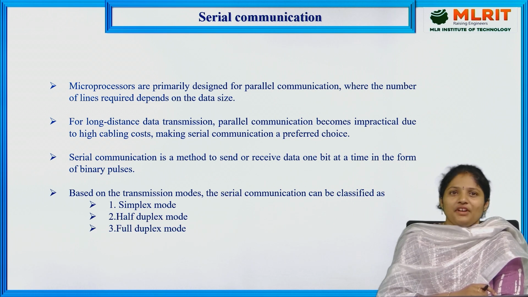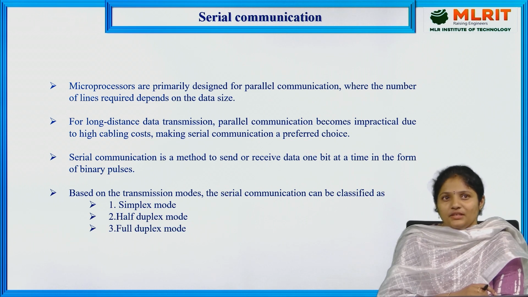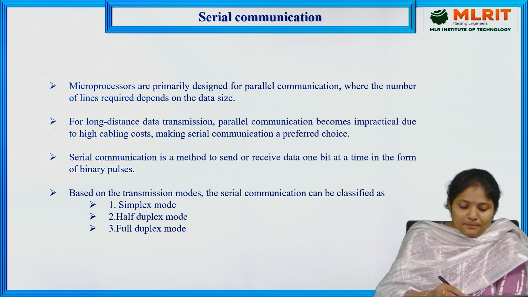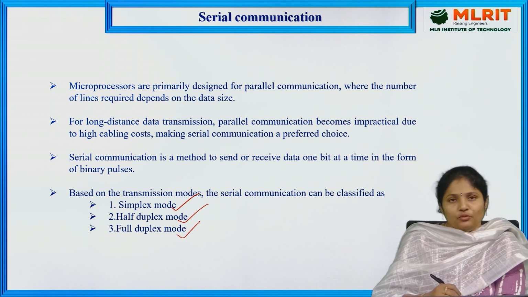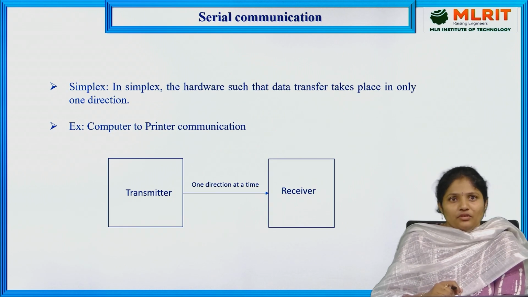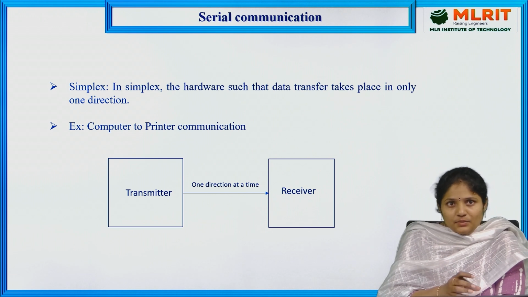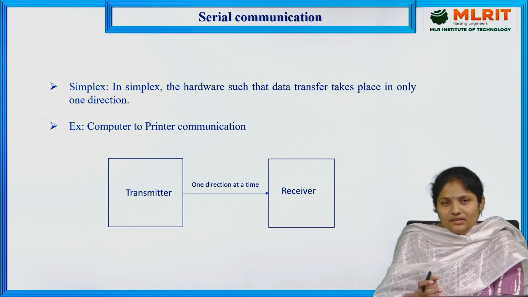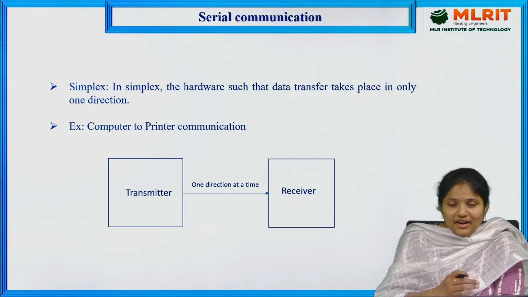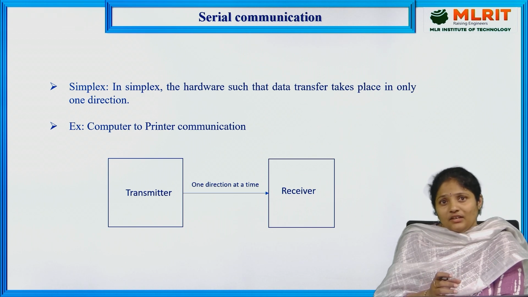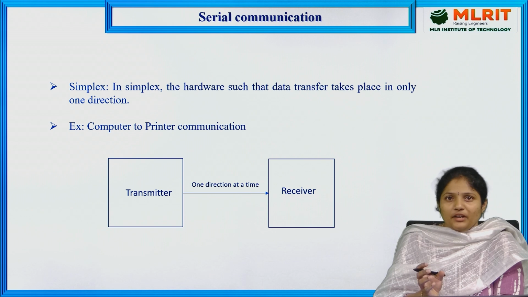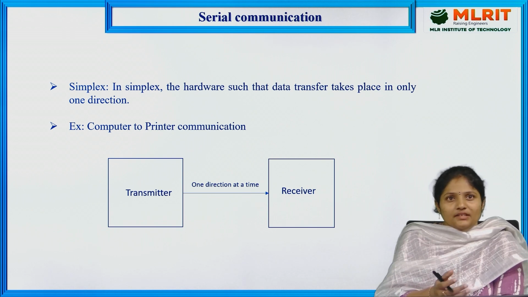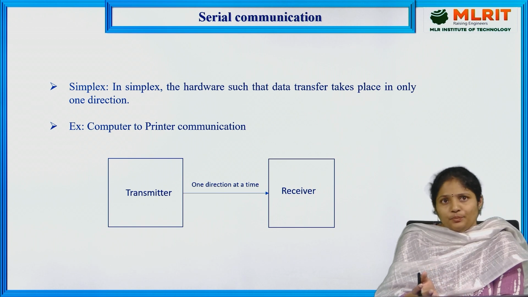Based on the transmission modes, serial communication is divided into three modes: simplex mode, half duplex mode, and full duplex mode. Coming to the simplex mode, the transmitter transmits the data and the receiver only receives the data. Once the transmitter sends the data, it will be received by the receiver. That's it. An example is a computer sending data to a printer, one of the simplest examples of the simplex mode.